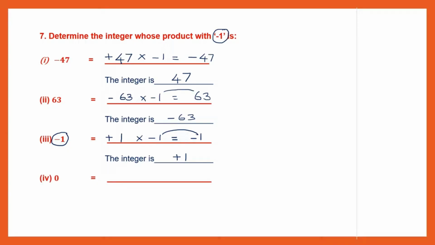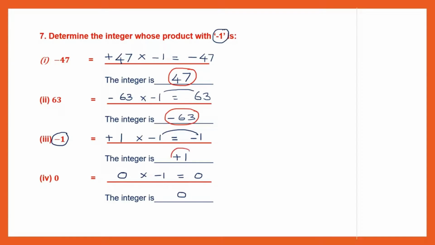Next one, 0. So what should we multiply into -1 to get 0? Now 0 into any number will give us 0. So this integer has to be 0 because 0 into -1 is 0. So the answer is 0. So we have found all the answers here. Our first answer is 47. Second answer is -63.